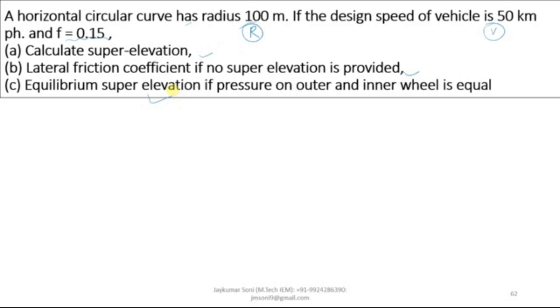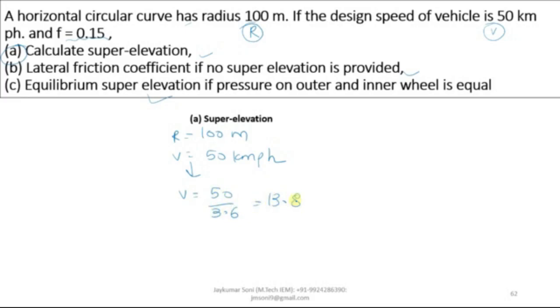Let us move towards the first step, which is the calculation of basic super elevation. So let us calculate the super elevation. The given r is equal to 100 meters, v equals 50 kmph. You need to calculate this v in meter per second. It will be 50 by 3.6, and you will get it as 13.88 meter per second. Why? Because the radius is given in meter. Then you will put f as 0.15. Let us put the equation, which is E plus F is equal to V square by gR.